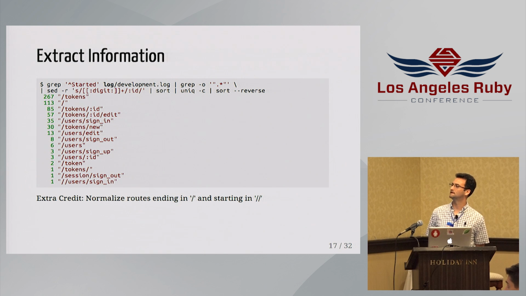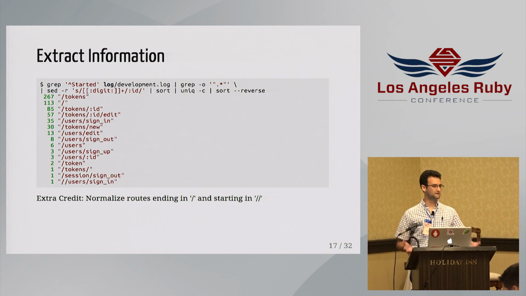And one more step, if we just sort in reverse, now it's sorting by the number. So basically we get the top hit endpoints. So it seems 267 times we hit the tokens, then the 113, etc.